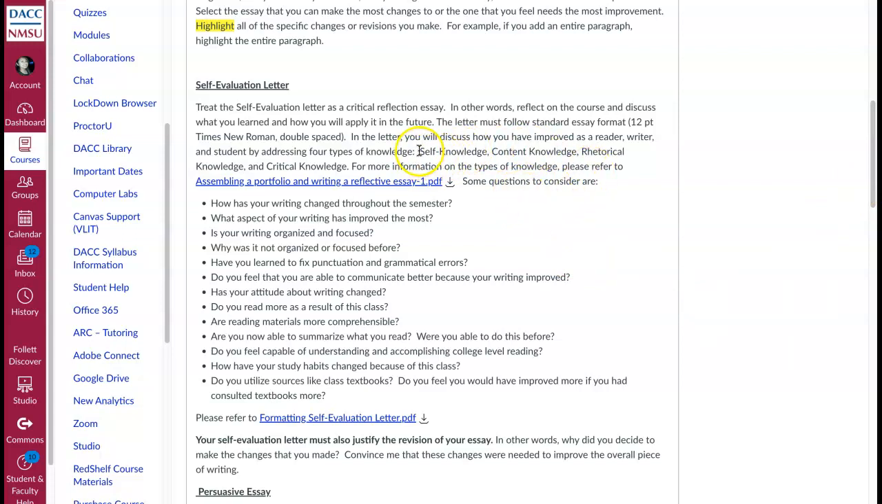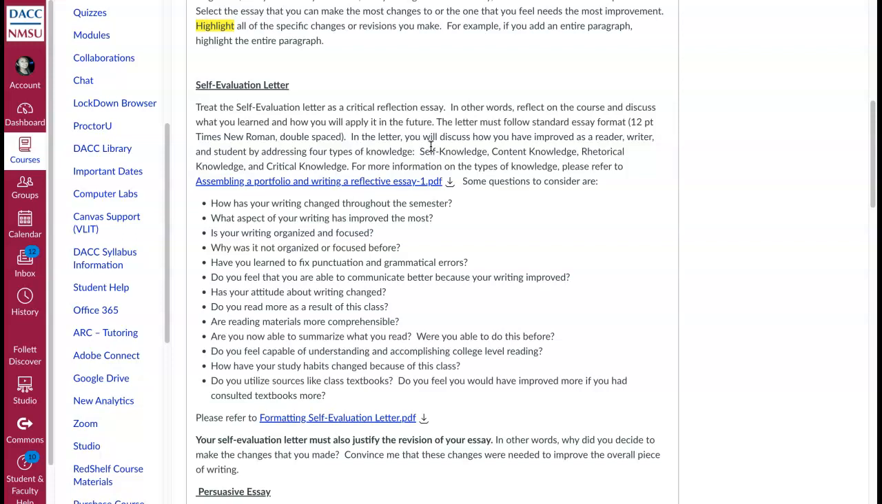One of the things that I do ask you to address is self-knowledge, content knowledge, rhetorical knowledge, and critical knowledge. And you can find information on those right here in assembling a portfolio and writing a reflective essay. That's like a chapter in a book that talks about these types of knowledge. But basically, in a nutshell, self-knowledge is knowledge about yourself.